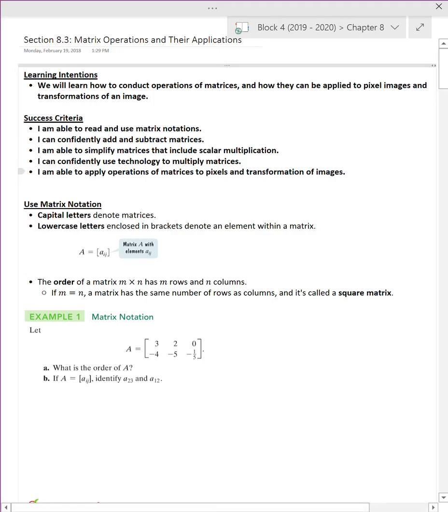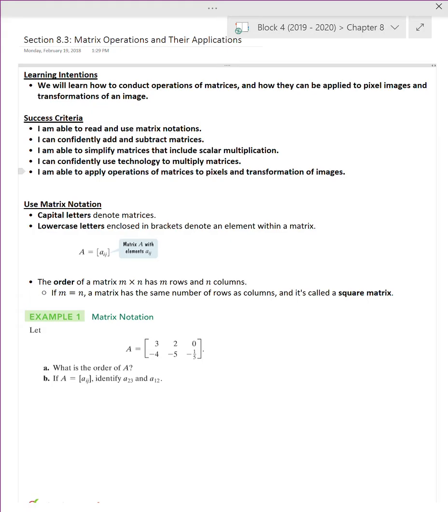Okay, so we now have lesson 8.3. In lesson 8.3, we're going to be learning about matrix operations and how we can apply them to certain types of problems. Our learning intention: we will learn how to conduct operations in matrices and how they can be applied to pixel images and transformations of an image.